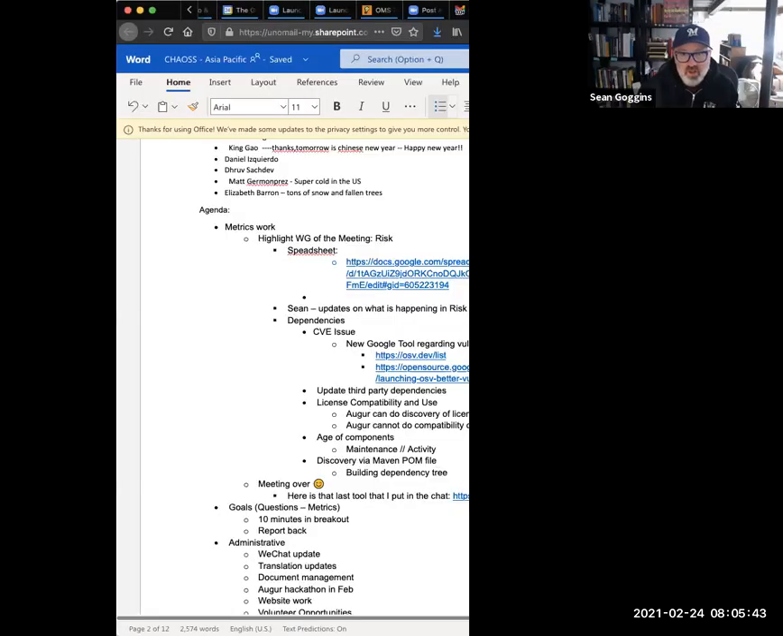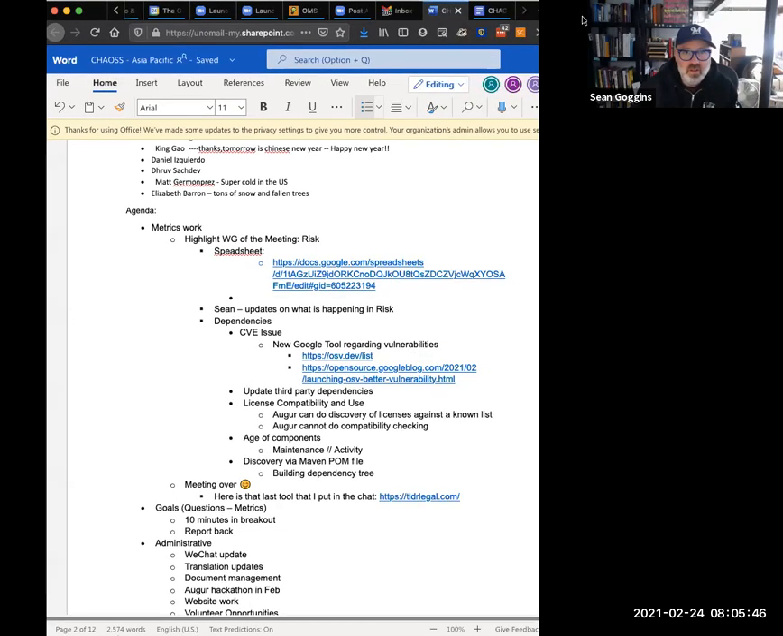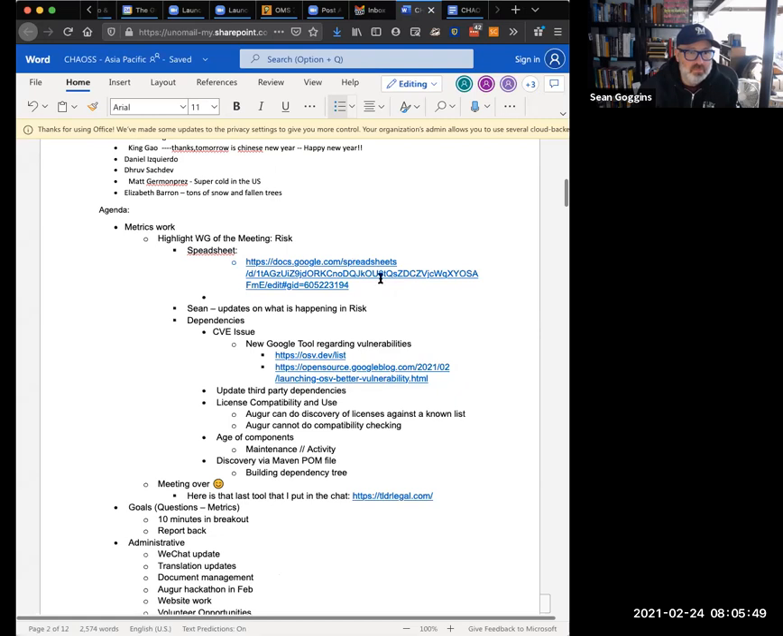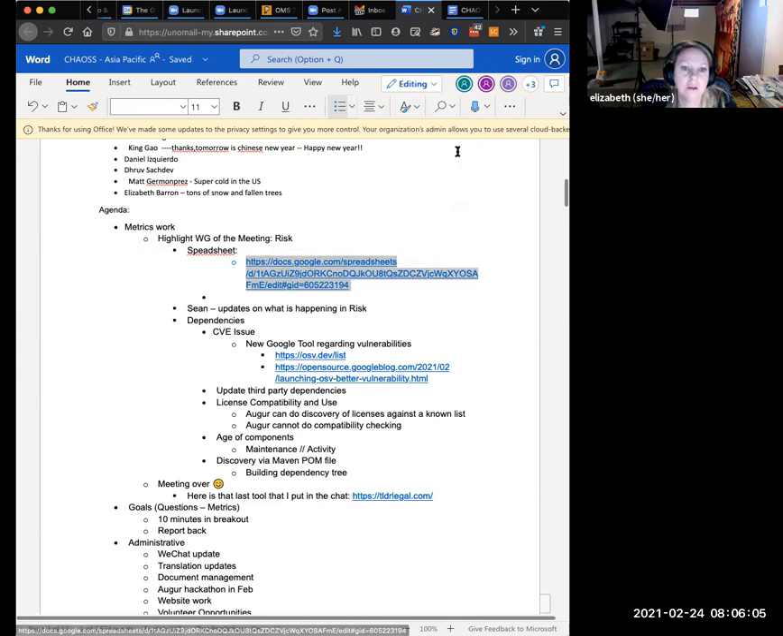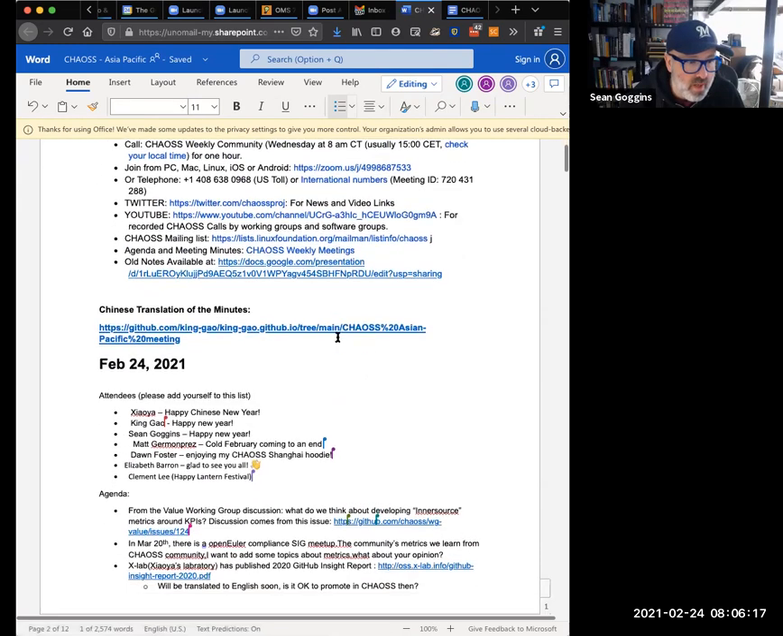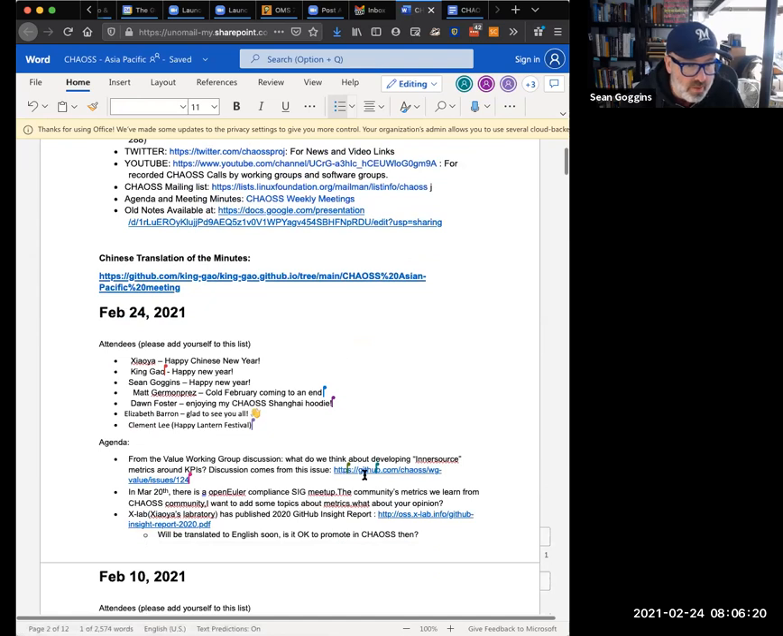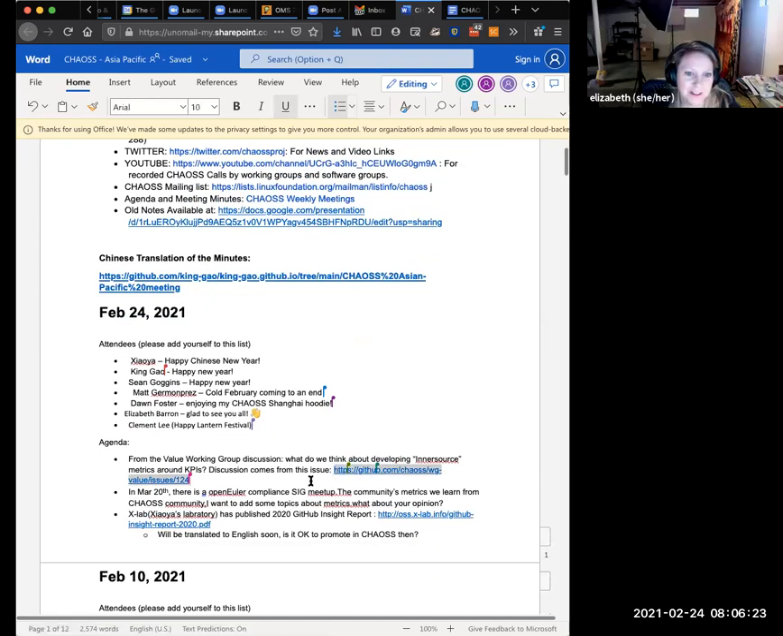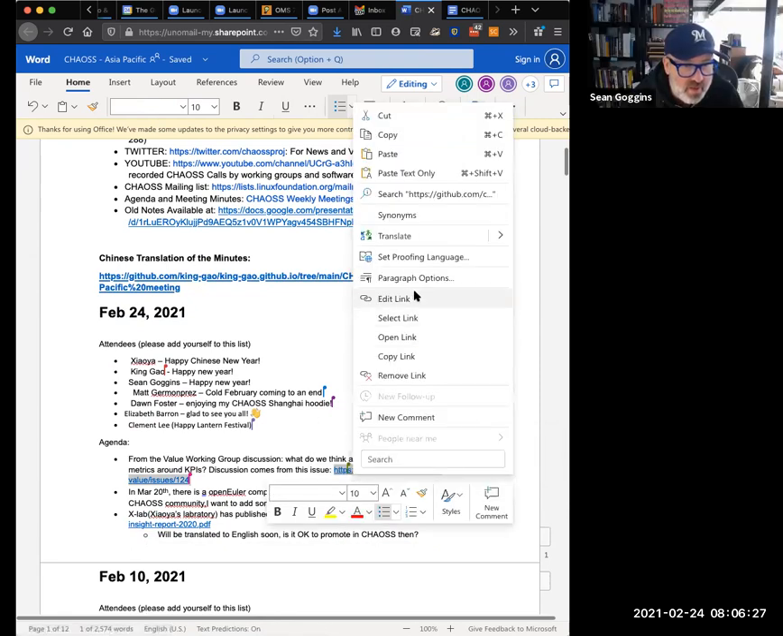I can share my screen. And so this, I don't know why it's not giving me the usual Google click. Oh, probably because it's a Microsoft document. Sean, I think you might be in a different document, scroll up. Am I looking at the wrong document? Oh, there we go. Yeah, I scrolled down too far. Okay, value working group discussion. There we go. I was so confused.